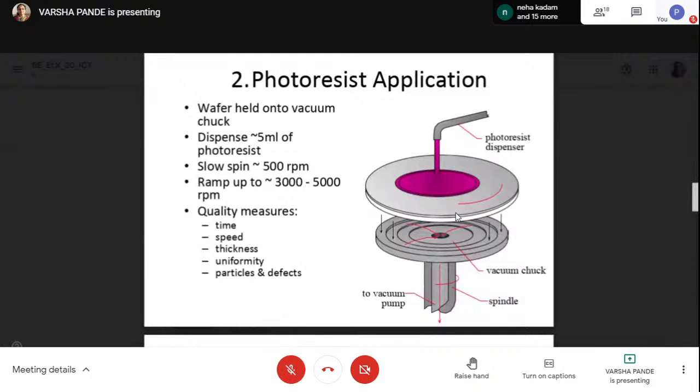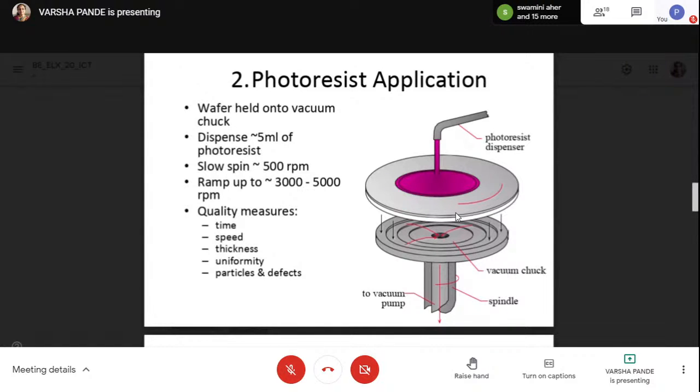Above this the wafer will be placed, and from the photoresist dispenser some drops of the photoresist will be placed above the wafer. After this, the spindle or chuck will be allowed to rotate. Once it is rotating, the drops of photoresist will be sprayed over the entire surface of the wafer. This is called the spin photoresist method.